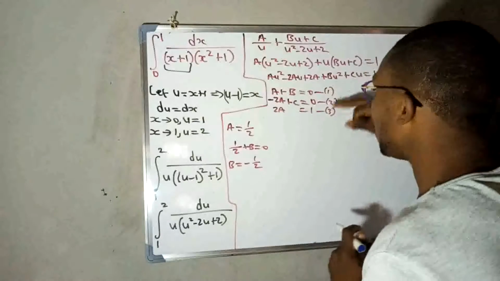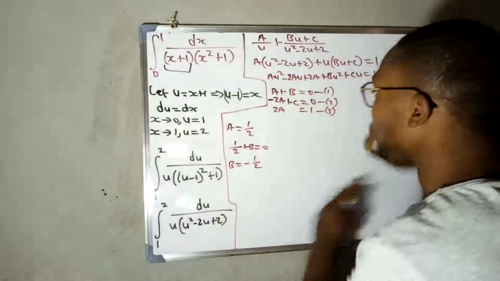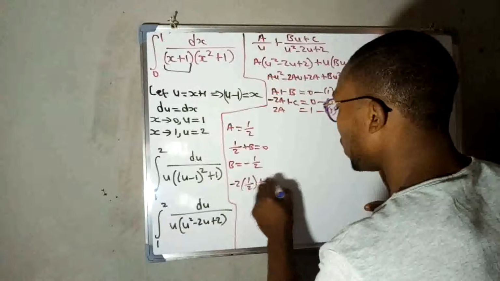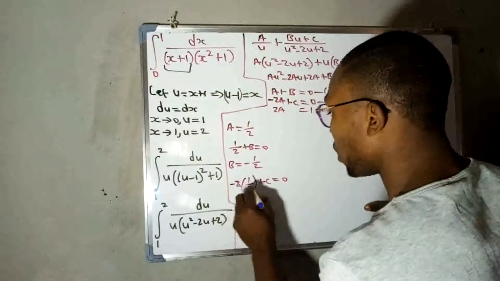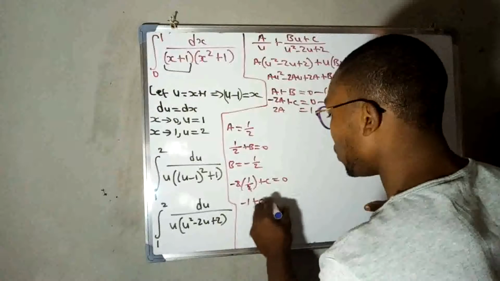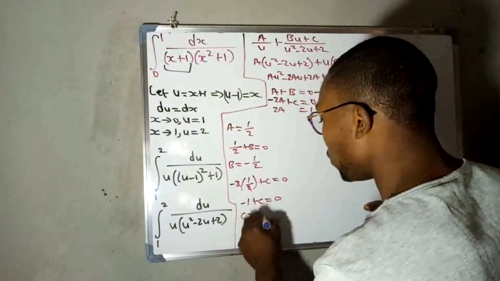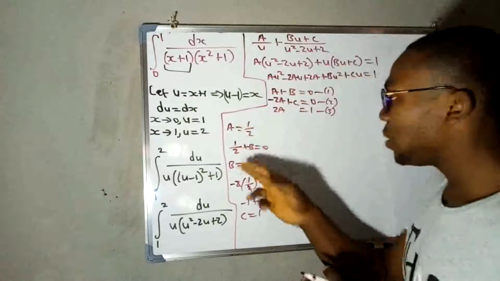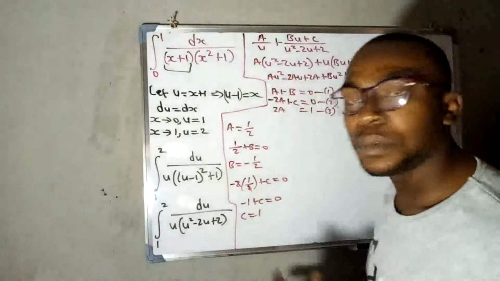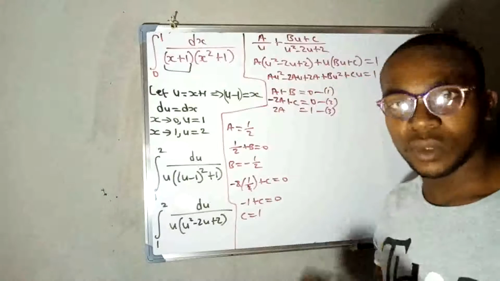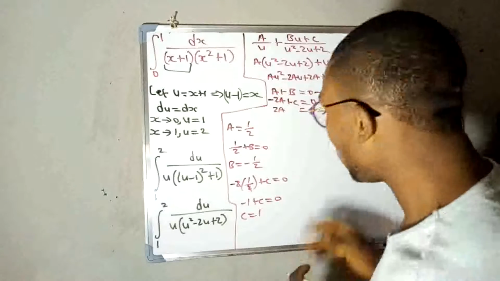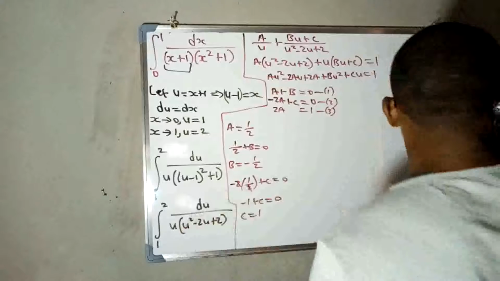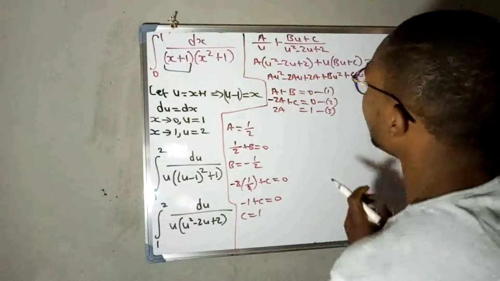Now I have to find my c. From my equation 2, we are having minus 2 bracket 1 over 2 plus c equals 0. Yeah, 2 cancels 2, we are having minus 1 plus c equals 0. Therefore c equals 1. You see, this is for my a, b, c. A equals 1 over 2, b equals minus 1 over 2, c equals 1. So now we just have to fix all of this into our integral.